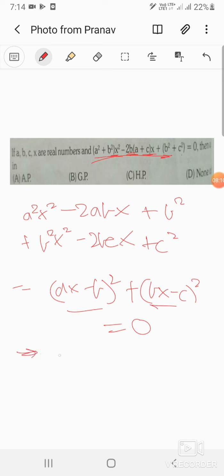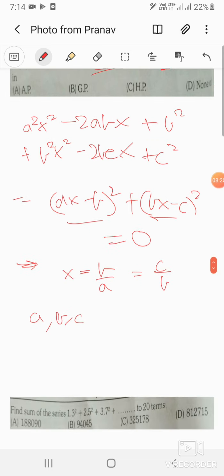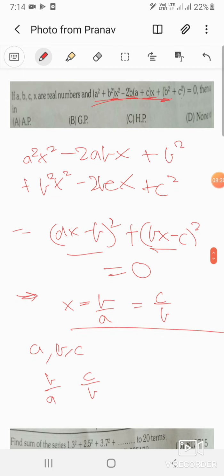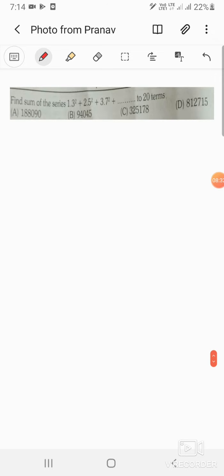That gives me x equals b by a, but x is also equal to c by b. So actually if you take a, b, c in their order, the common ratio, if these were to be in GP, would be b by a and c by b, and that we can see is in fact common. So yes, these are in a GP, right? Move on to the next question.